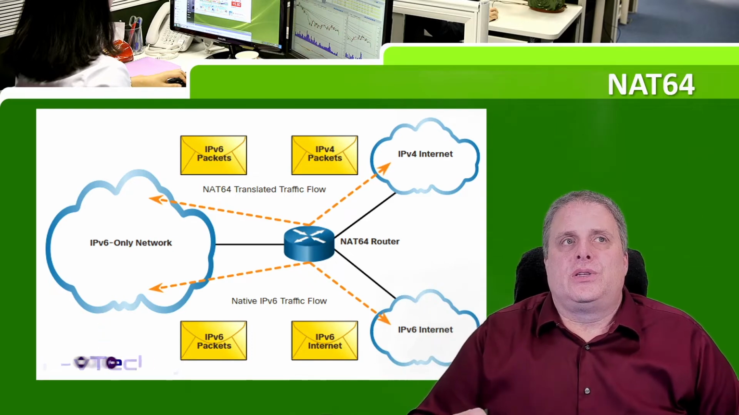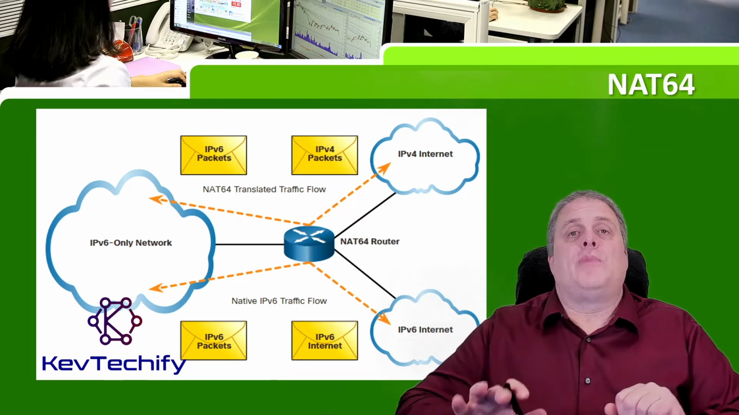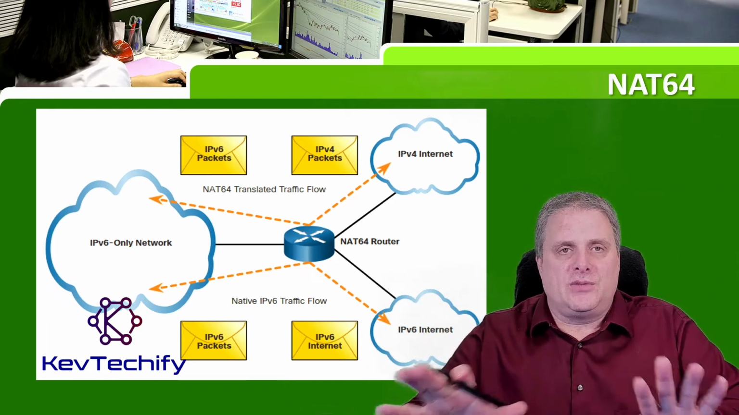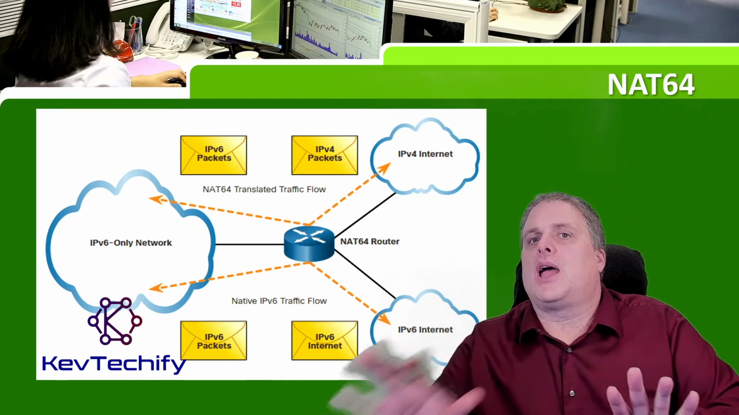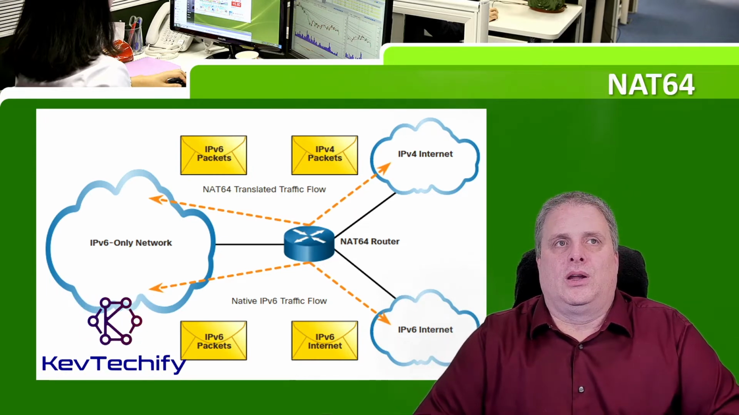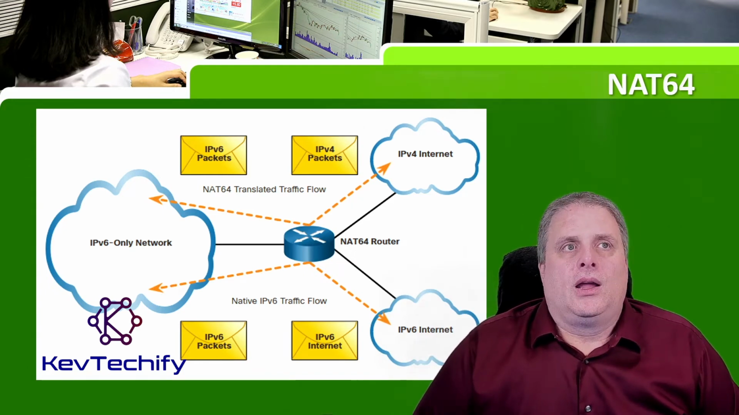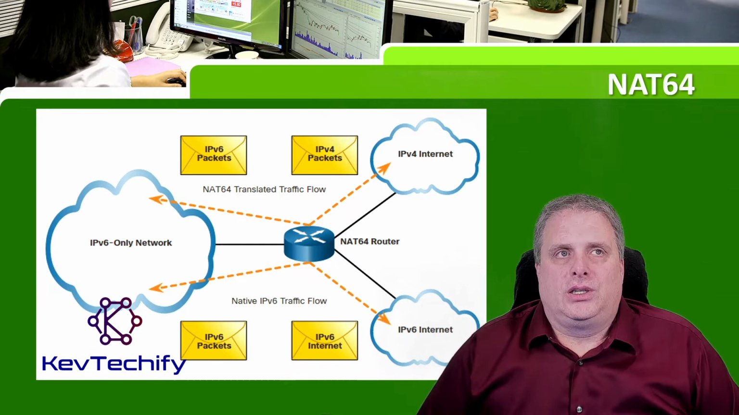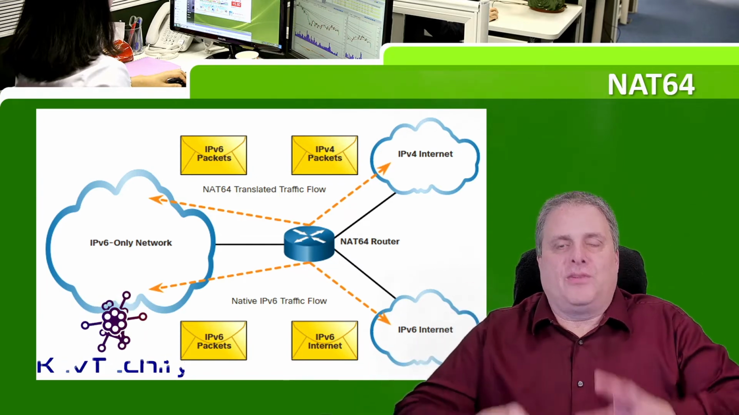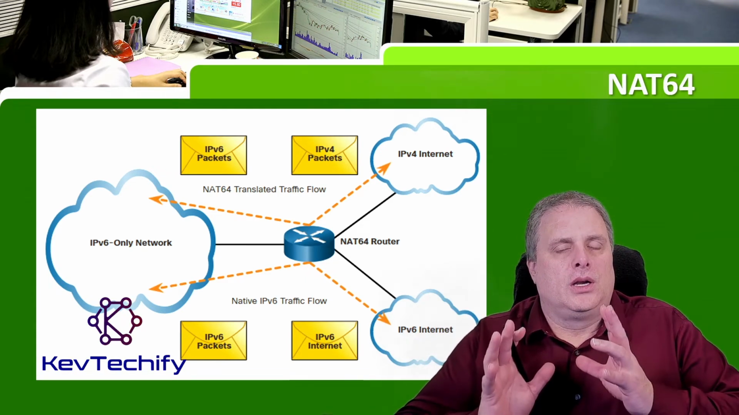NAT64 is used to provide access between IP version 6 only networks and IP version 4 only networks. It's used to provide communication between those two, IP version 6 only to IP version 4. It's not used to form a private network to a global IP version 6 network. That's not what it's there for. Now, NAT64 should be used as a temporary solution to migrate from IP version 4 to IP version 6. It is not a long-term solution.